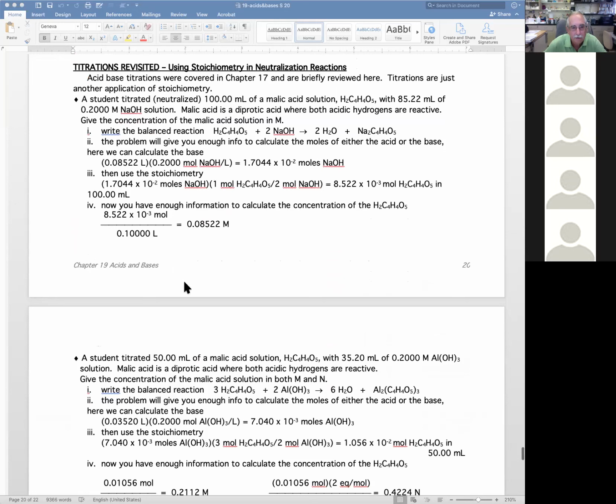And then titrations. So we did titrations in chapter 17. So for the sake of completion, we'll do it here as well. This is where it's almost always done, in the chapter on acids and bases. But then again, titrations are not only acid-base reactions. All they are is using stoichiometry in a chemical reaction.